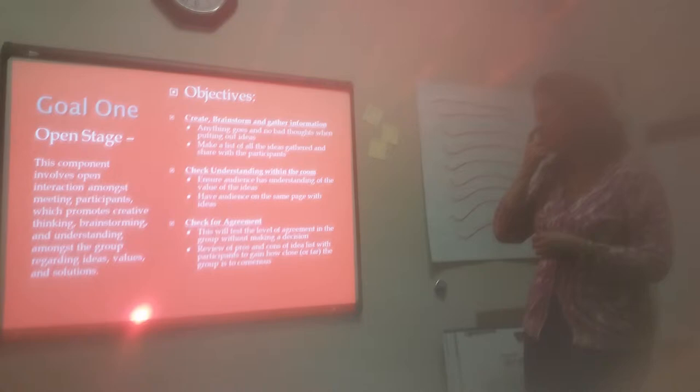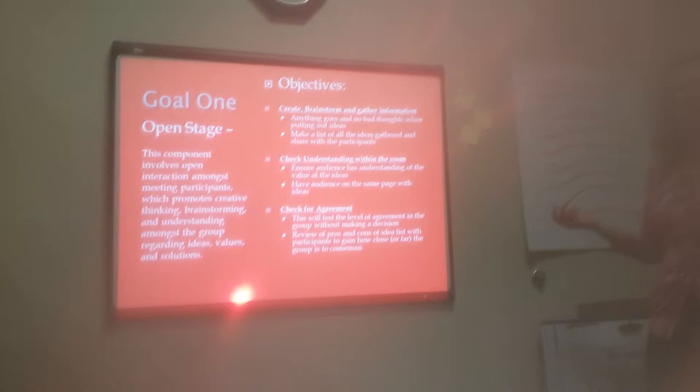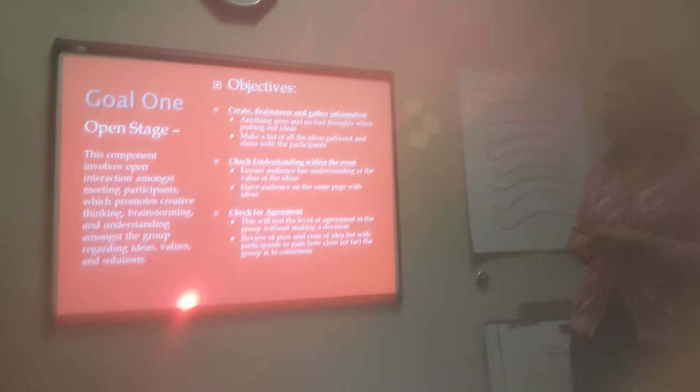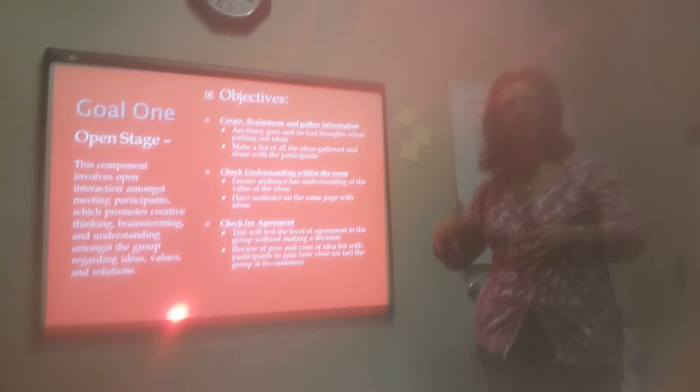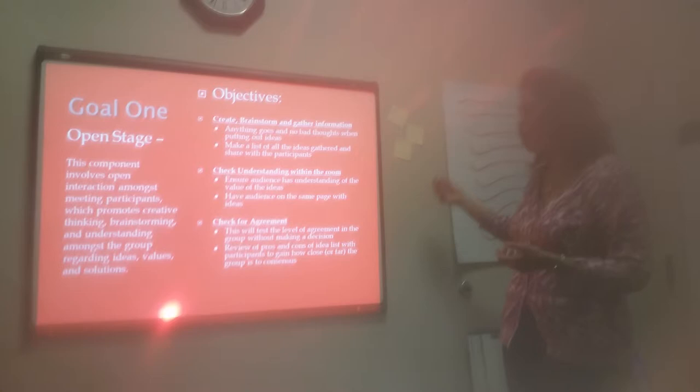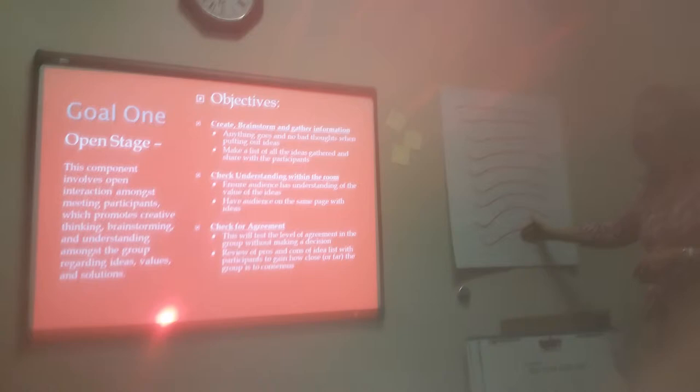Then the last objective is to check for agreement. This is a great test at the beginning of your session to understand the level of agreement of the group without making any sort of decisions. People will tend to be vocal and tell you what they think. So this will give you kind of an idea of how the session will go. Then you review the pros and the cons of each of the lists on the idea list and to gain how close or how far apart they are to reaching consensus.